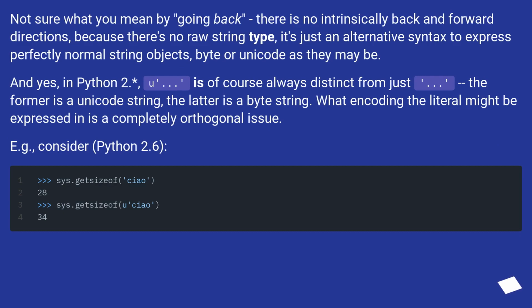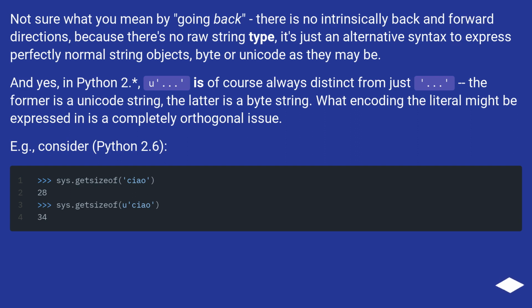Not sure what you mean by going back. There is no intrinsically back and forward direction, because there's no raw string type. It's just an alternative syntax to express perfectly normal string objects, byte or Unicode as they may be. And yes, in Python 2, a U-prefixed literal is of course always distinct from a plain one. The former is a Unicode string, the latter is a byte string. What encoding the literal might be expressed in is a completely orthogonal issue.